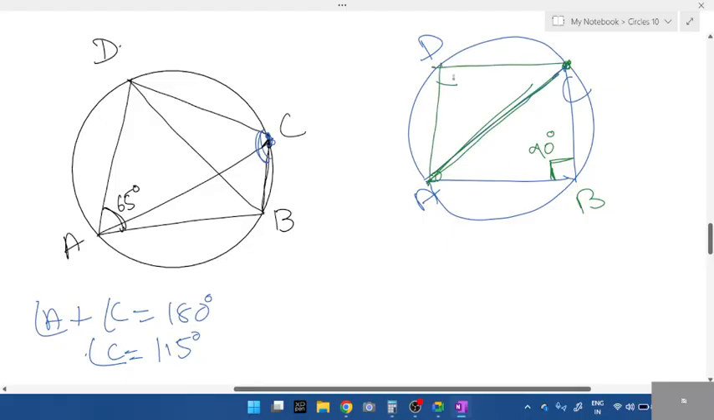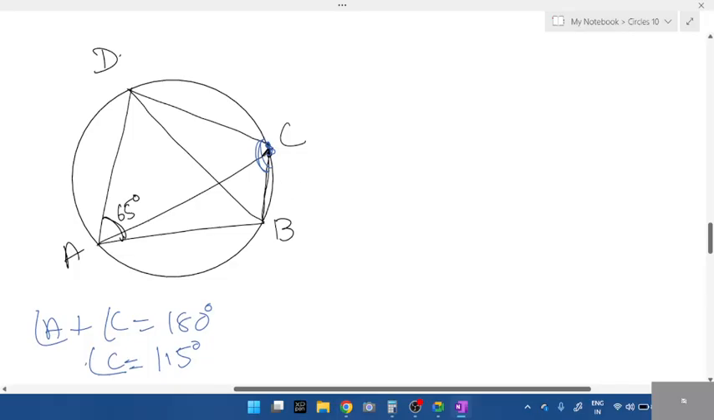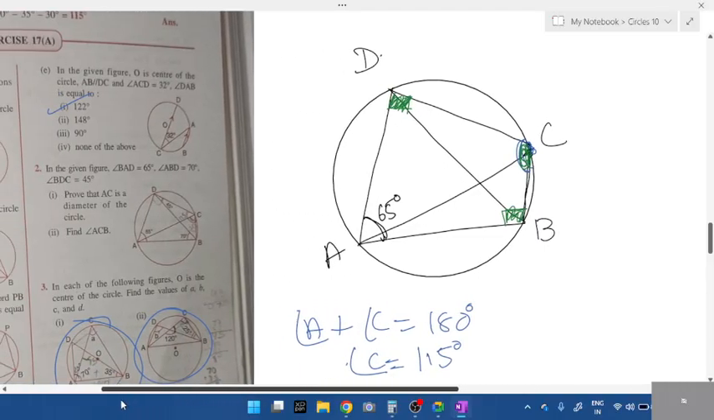Did you understand? If only angle D stood, look here, angle D is 90. If they give angle D, what about AC? AC should be the diameter, right? It is just the reverse concept, okay? So now they have asked us to prove that AC is the diameter. If AC has to be a diameter, what should be the value of D? 90 degrees. And what should be the value of B? Angle B, 90. So that is what you have to check.